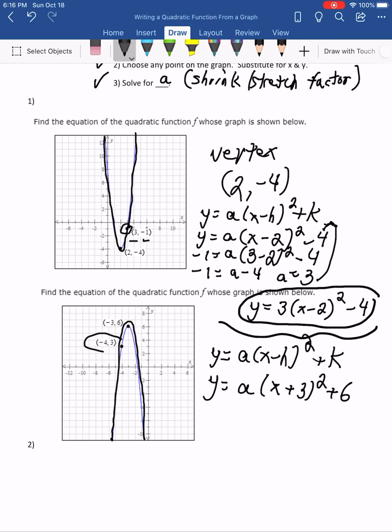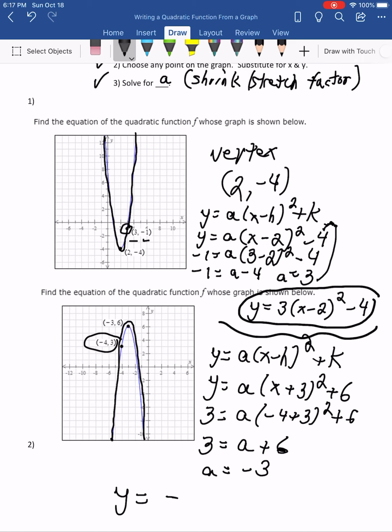All right, so now we will use that point, negative 4, 3, to solve for the shrink stretch factor. So in that point, y is 3 and x is negative 4. So 3 equals negative 4 plus 3, negative 1 squared, positive 1 times a, so just a plus 6. Therefore, a is negative 3. So the equation of this graph is y equals negative 3 times x plus 3 squared plus 6. And as we expected, the shrink stretch is negative.